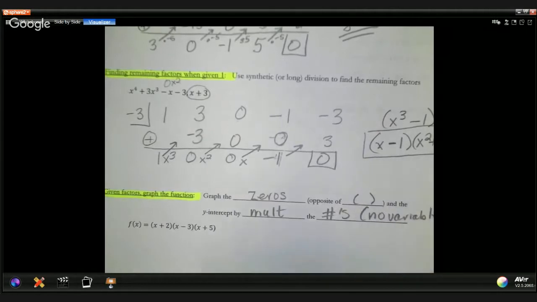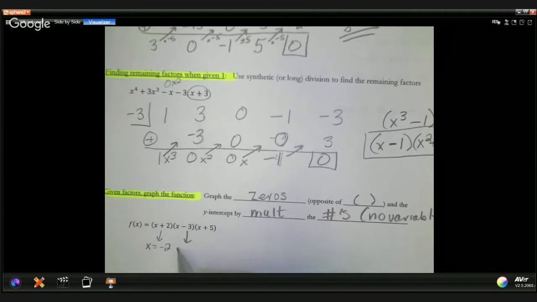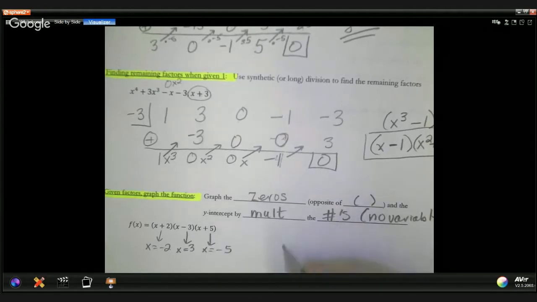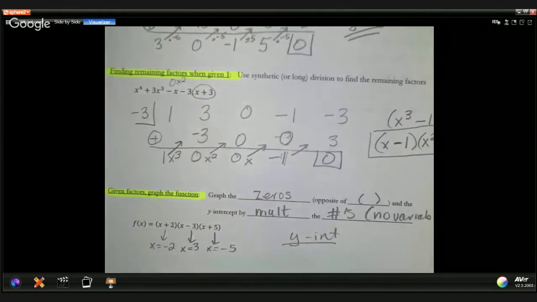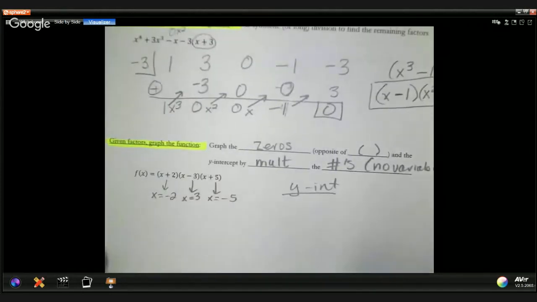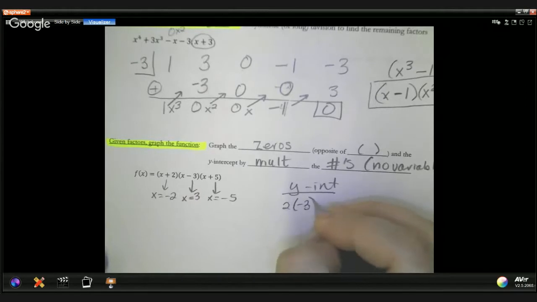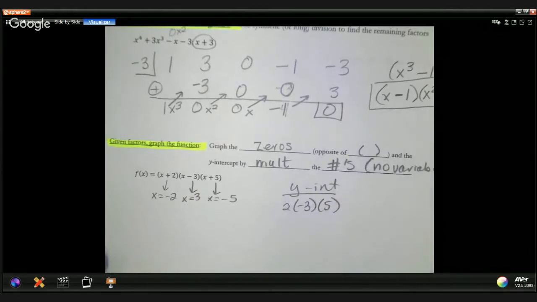Okay? So what that tells me, this is at -2. This is at +3. This one's at -5. To find the y-intercept, I'm going to multiply my numbers. So 2 times -3 times 5. Well, that's -6 times 5, so that's -30.